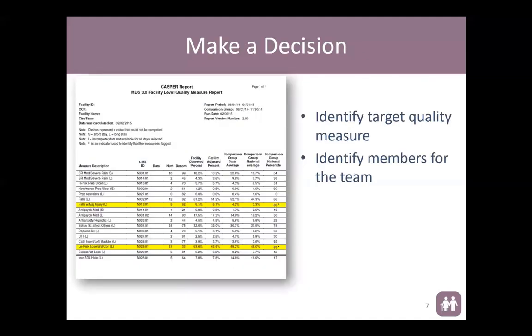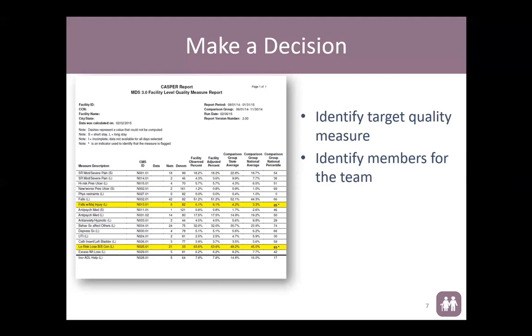So, making a decision about where to focus, you want to begin by identifying a target quality measure. In this screenshot, falls with major injury and low-risk residents with bowel and bladder incontinence issues have been identified because they flag above the 75th percentile. If you select one of these measures based on the criteria discussed in the previous slide, then you want to identify members for the team. Members for the team do not have to have clinical experience in order to be part of a quality assurance performance improvement team. They simply need to know and understand quality improvement methodology, which you can teach them.